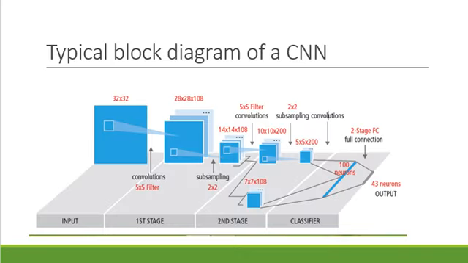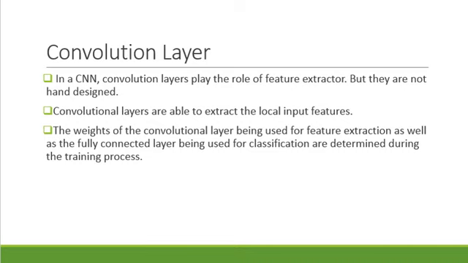Okay, this is the typical block diagram of a CNN. It consists of inputs, and in the first stage there are convolutions, and after convolution, subsampling, and we use ReLU if we need it. In the second stage again there is a convolutional layer, a subsampling layer, and again convolutions. We do convolutions as many times as we need, and at the end the last layer is the classifier, which consists of fully connected layers. Okay, so what is the convolution layer?